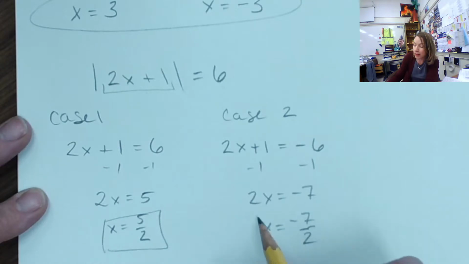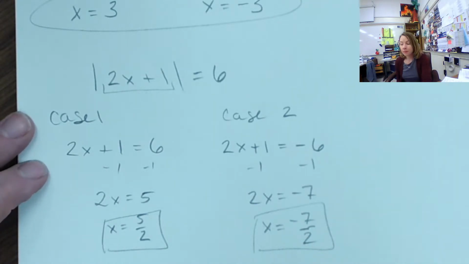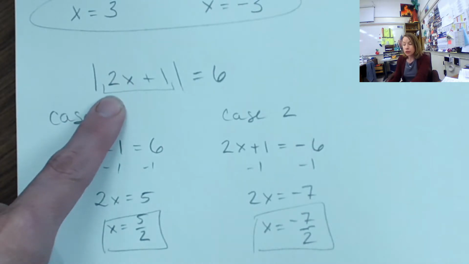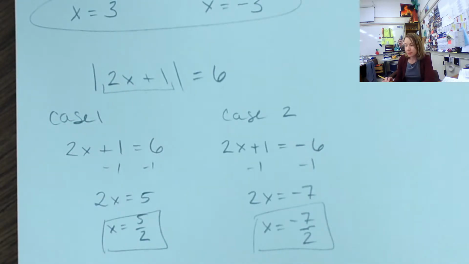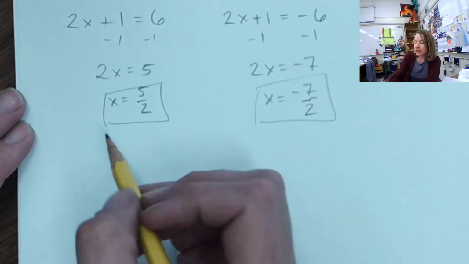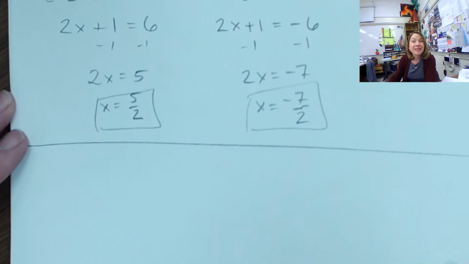So I get my 2 answers, okay? And both of these, if I multiply them by 2 and add 1, I end up 6 units from 0. So let's try another one. Let's look at one where maybe my absolute value isn't by itself yet.